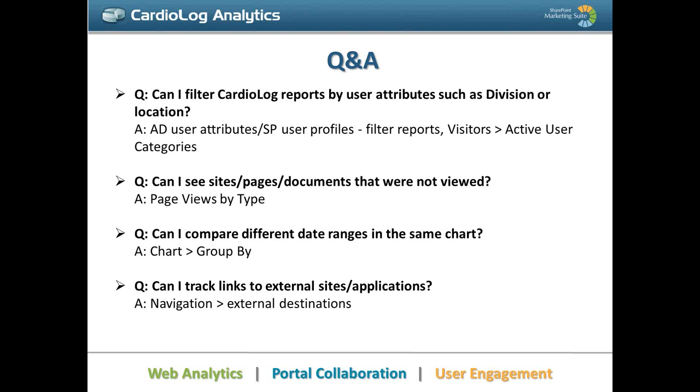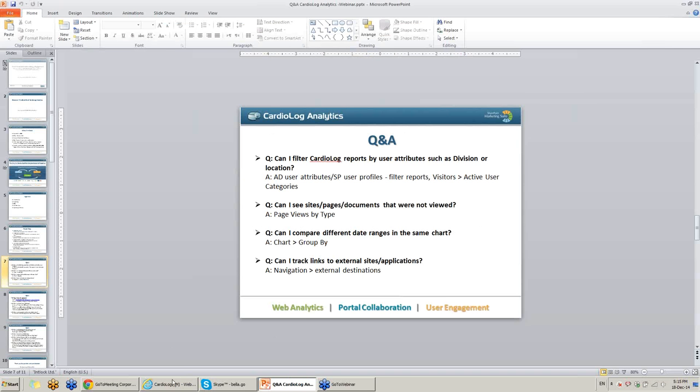And last question, can I track links to external sites, applications, navigation, external destinations? Yes, you can do that. You can track the links to external sites as long as the link is on SharePoint. If you have any link on SharePoint, you can track it with no problem and see how many clicks you got. Now let's go to the demo, and I'll answer all of the questions here.